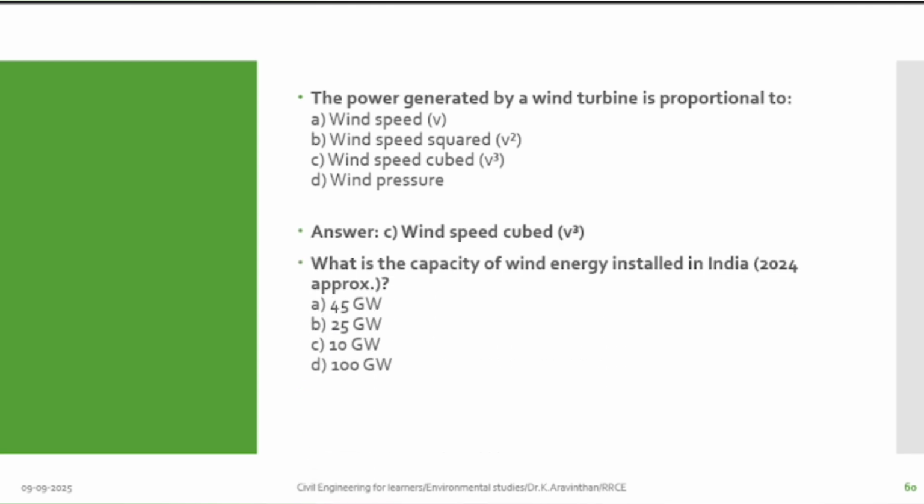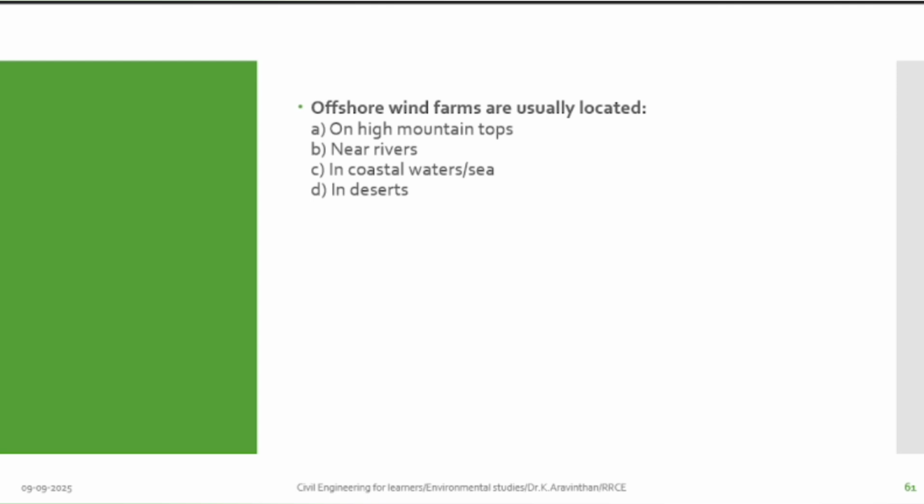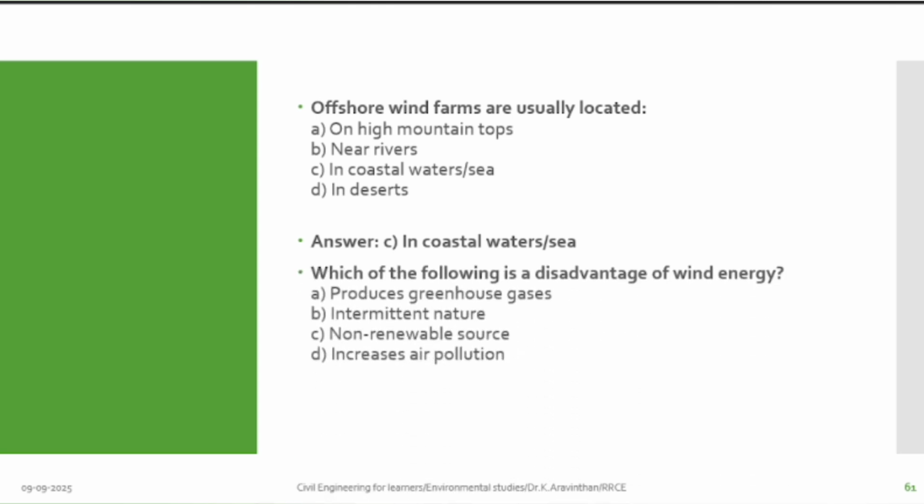What is the capacity of wind energy installed in India 2024? 45 gigawatt capacity we have installed. Offshore wind farms are usually located at which place? Offshore and onshore, I have told you, no? Near sea, near coastal areas and water areas. There is two key difference.